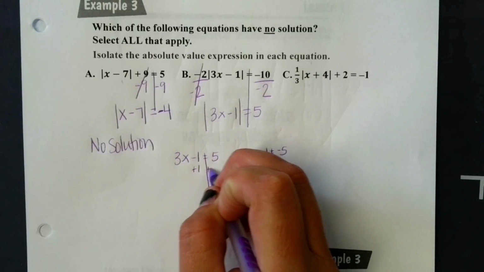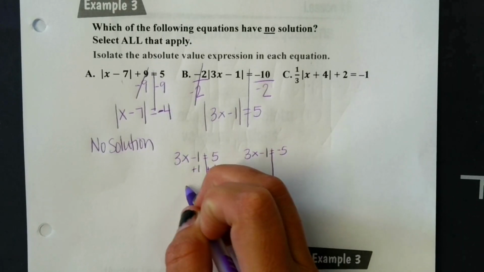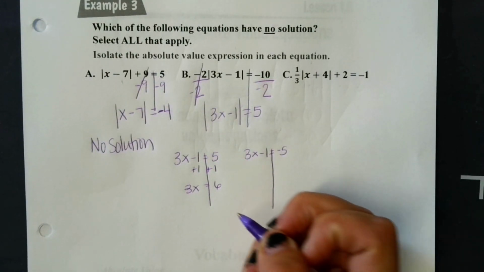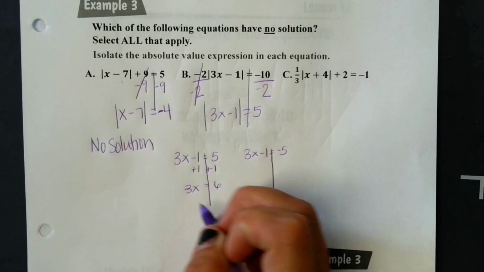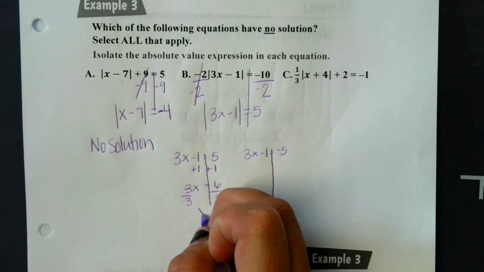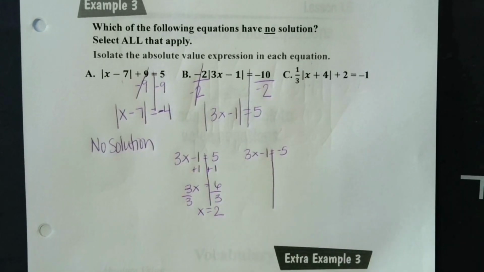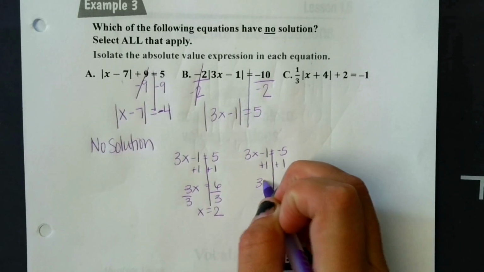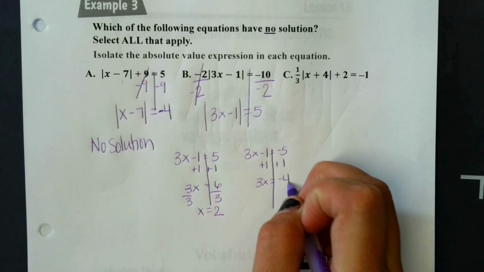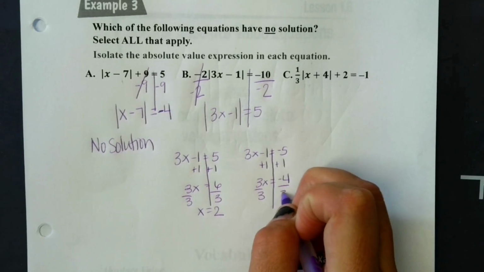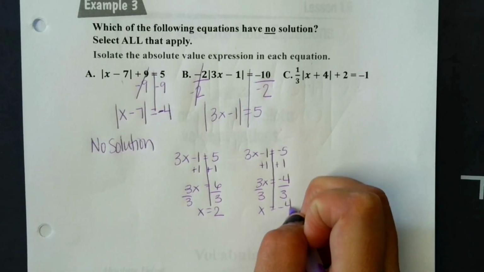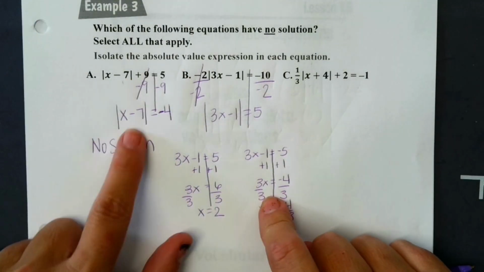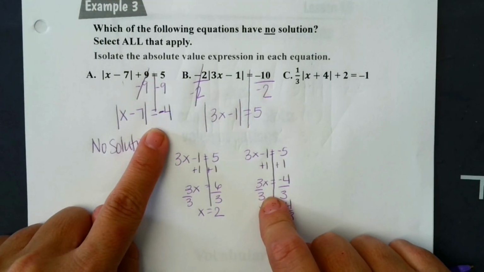We start out by adding 1, right? So now I have 3x equals 6. What am I going to do? X equals? Over here, add 1, add 1. So I have 3x equals negative 4. Divide by 3, divide by 3. X could also equal negative 4/3. Does everyone see why this one had a solution and this one didn't? Yes or no?